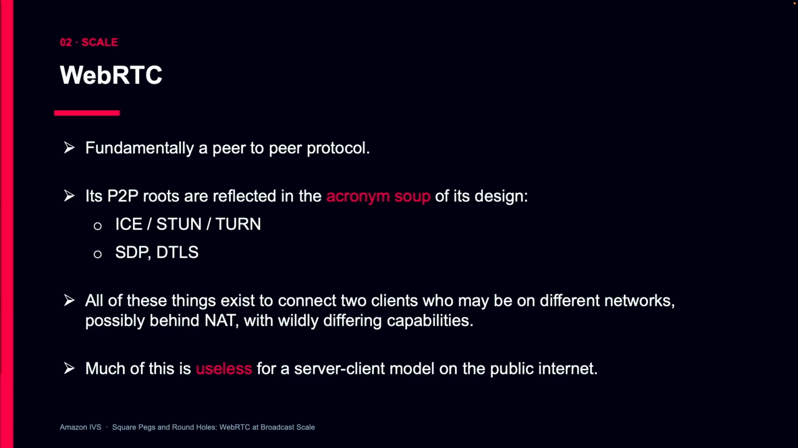All right, here's your buzzword bingo start. So ICE, STUN, TURN, SDP, DTLS, all of these protocols exist to connect 2 peers over the internet, maybe behind NATs, but we don't really need to worry about that. We have a public internet, public server, public IP. It's unnecessary overhead. We can strip all of that out.